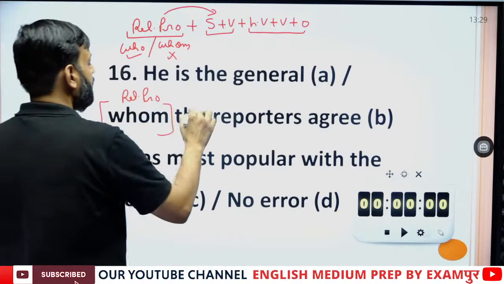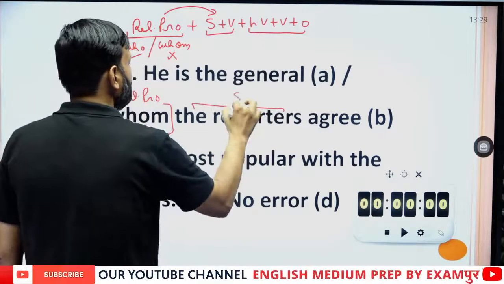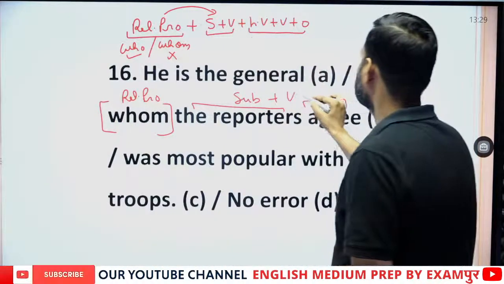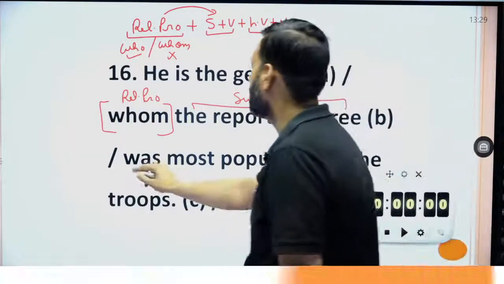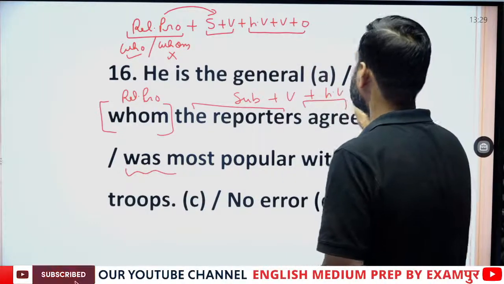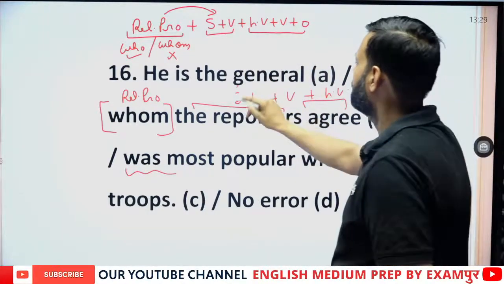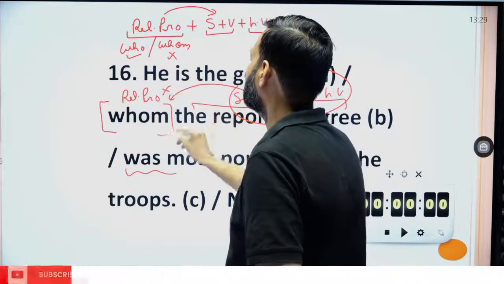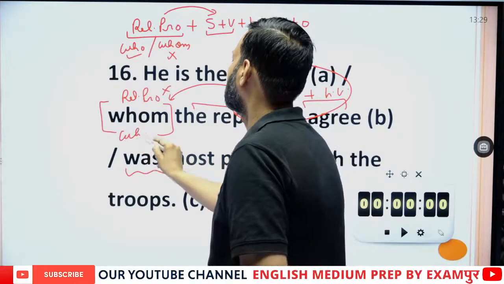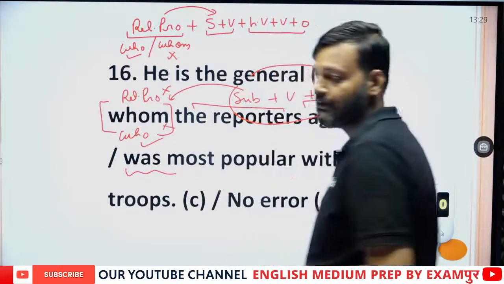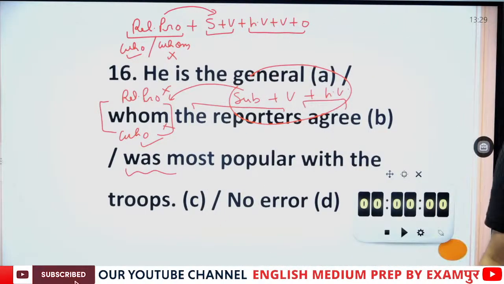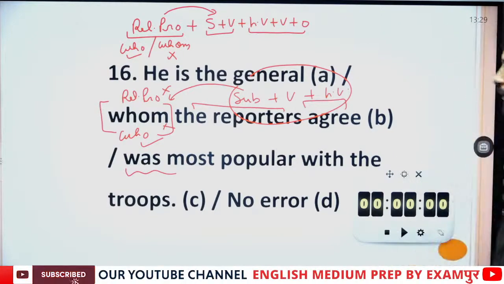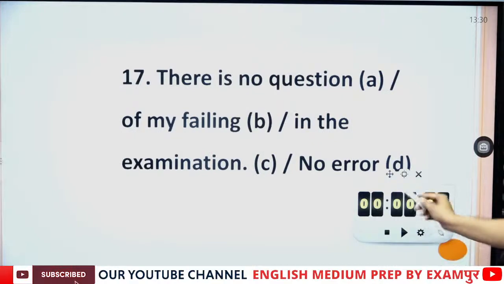After whom we have the reporters, which is the subject. Then we have agree, which is a verb. Then we have was, which is a helping verb. So the structure suggests that the use of whom is wrong here. It should be who. In place of whom we need who, right? Okay, let's see the next question.